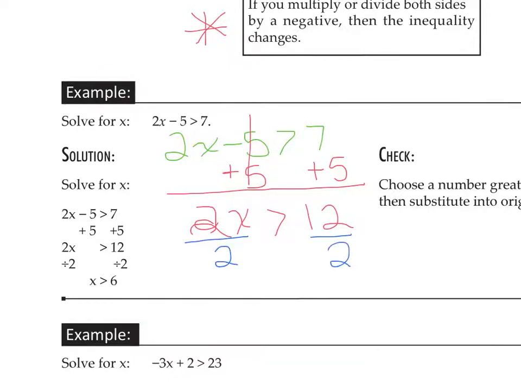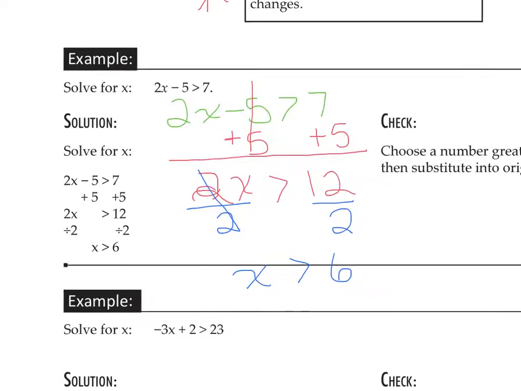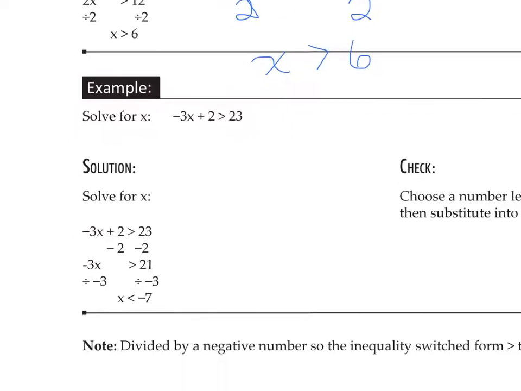Now this is where it would happen if we divide by a negative here. This is where we have to change the direction of the symbol, but this is not a negative, so we don't have to worry about changing direction. So we just end up having x is greater than 6. And of course we could graph that on a number line like we did before and write interval notation. We don't really have room to do that. We're going to do it down here.